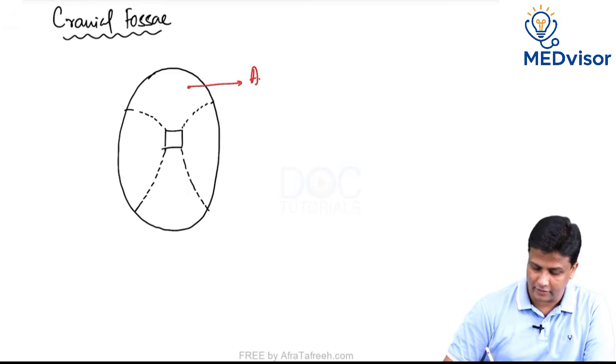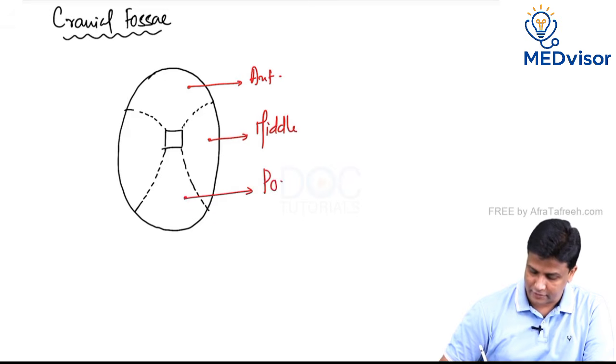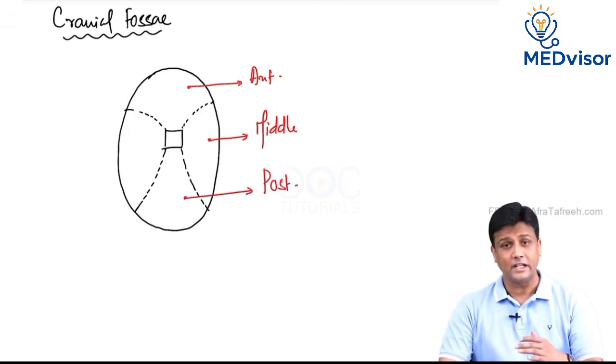This one is the anterior cranial fossa, this here is the middle cranial fossa, and finally this one is the posterior cranial fossa, guys. So there are three cranial fossae.